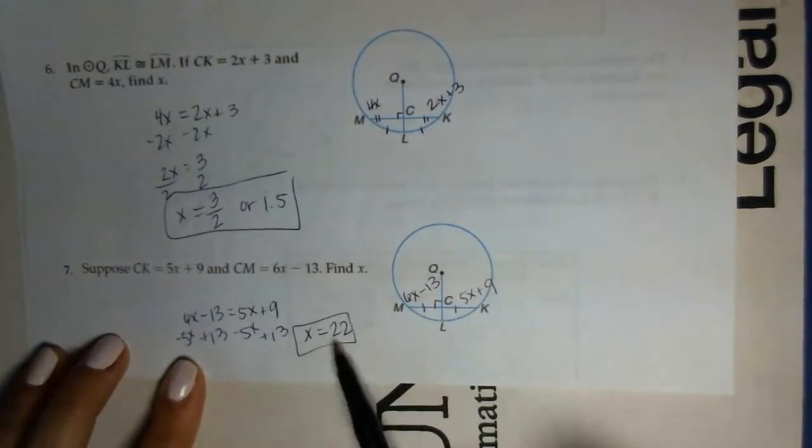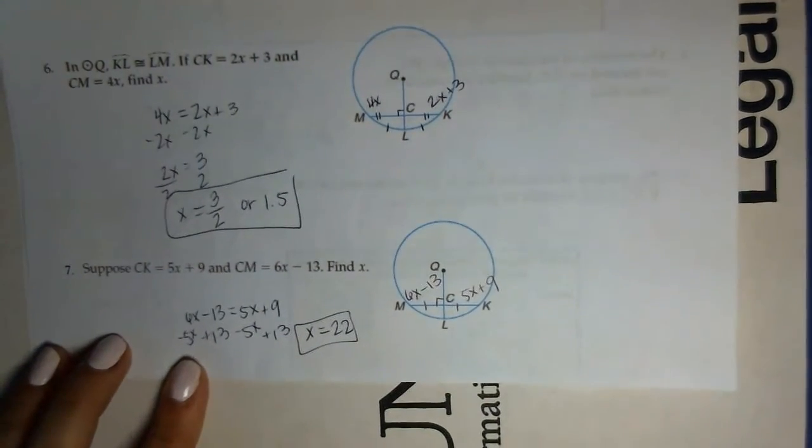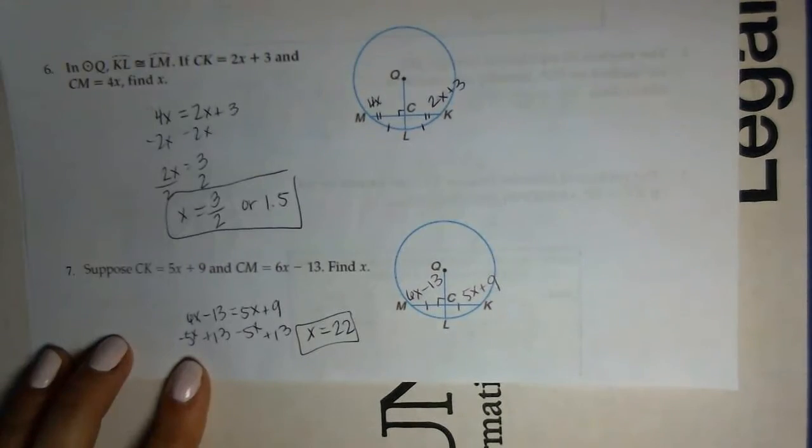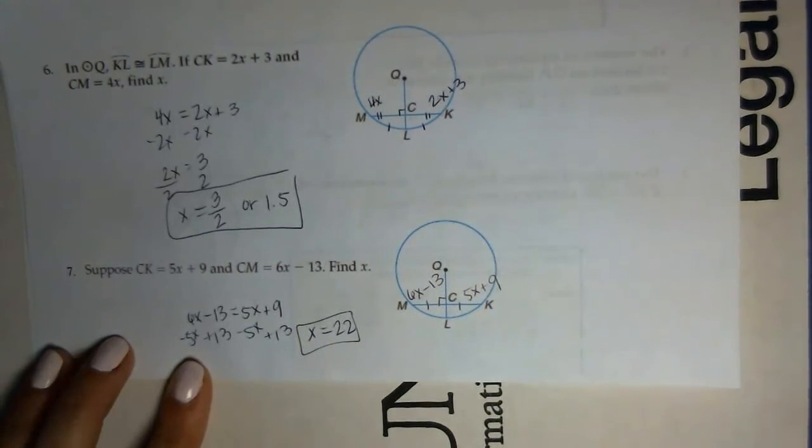So I found x for each of these based on my theorem of the diameter bisects: if my diameter is perpendicular to a chord, it bisects the chord and the arcs. So there you go, guys.